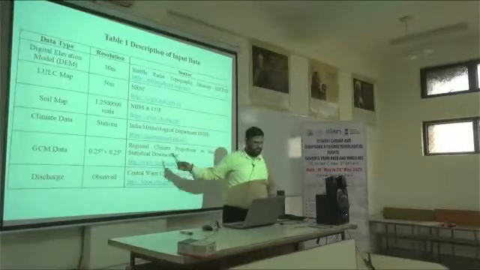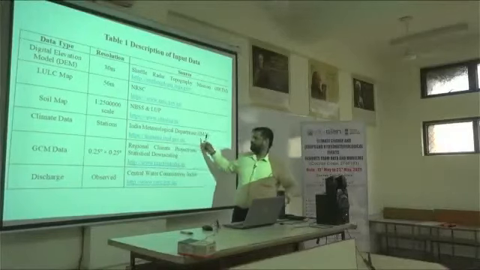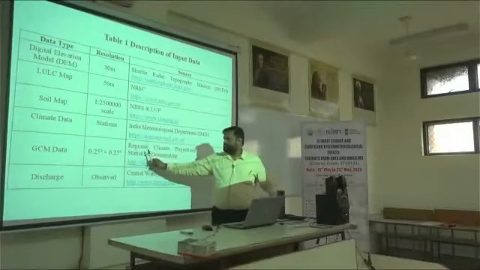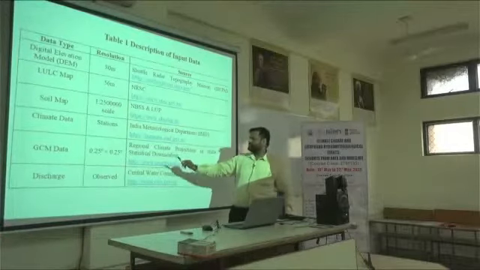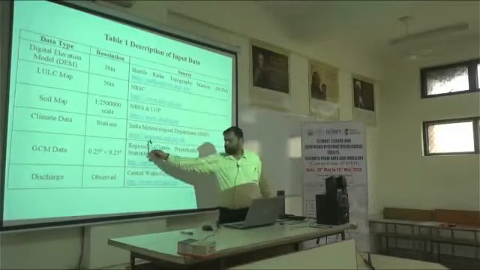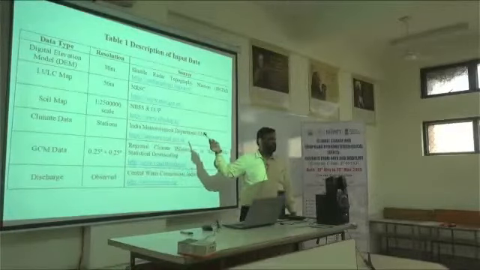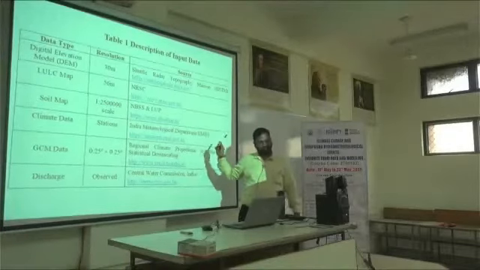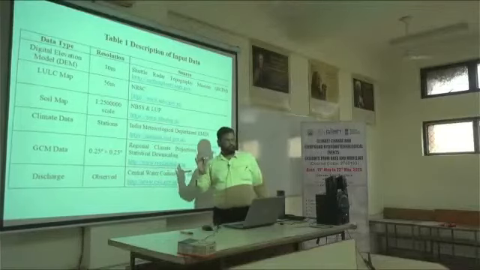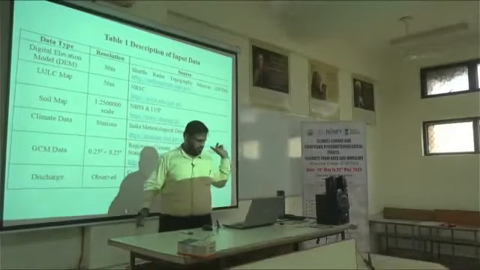So for this particular study, we have used 5 GCM data given in the regional climatic projections in India with statistical downscaling. This is the portal from which you can download the CMIP5 data. They are providing RCP 4.5 and RCP 8.5 data, for 5 GCMs. I'll show you those 5 GCMs.